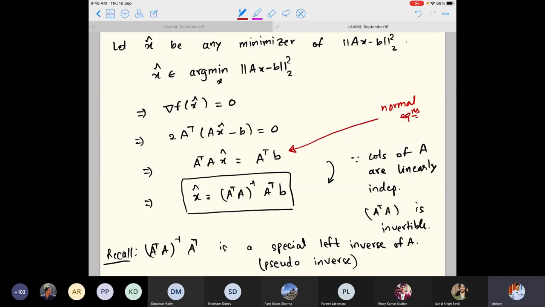The size of A transpose A is n by n. What is the size of A transpose B? The size of A transpose B is also n by 1. So it is a square system of equations. The normal equations are an n by n square system, right? So it's a square system of linear equations, n equations in n unknowns, and those n unknowns are x1 hat, x2 hat, ..., xn hat. So this actually solves the least squares problem.